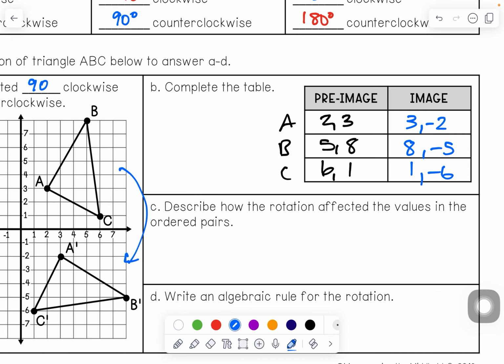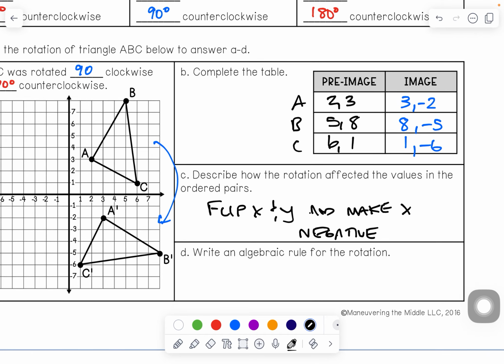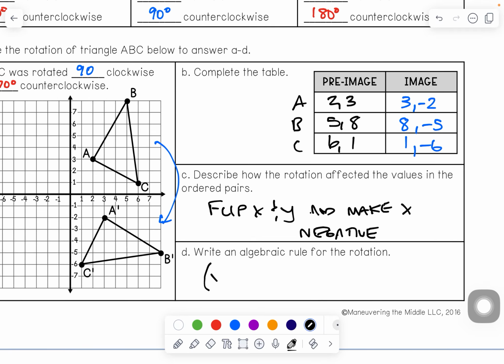So when I write the algebraic rule for this, if my original is (X, Y), then my new one is going to be negative Y, X. No, I got that backwards. Sorry. My new one is going to be (Y, negative X). Wrote it right, said it backwards. So what I want you to notice there when we go back to the original is that the Y value stayed the same and became the X value. However, the X value became a negative and turned into the Y value.